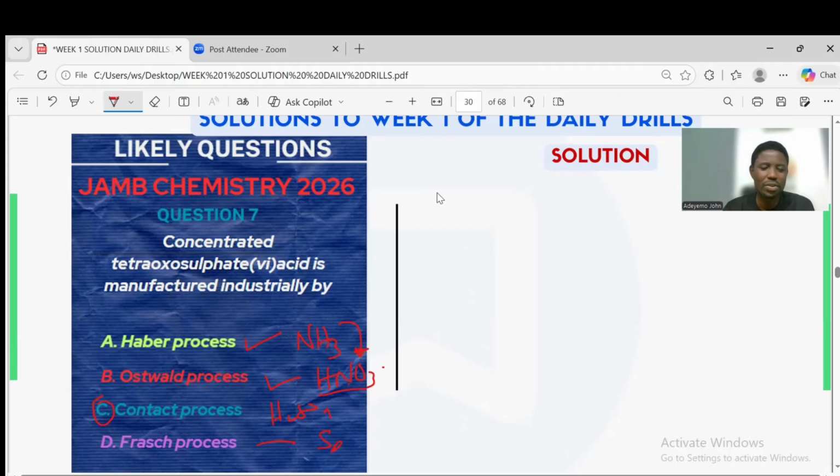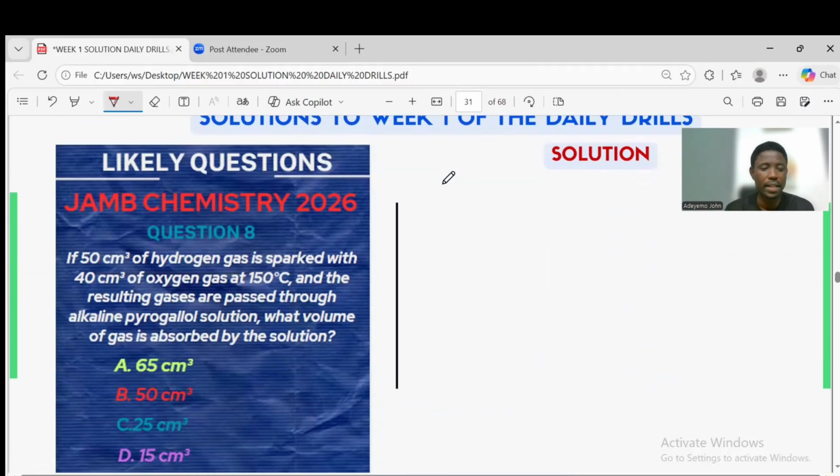What about the Frasch process? That is extraction of sulfur. Sulfur can be extracted from underground deposits. It has a very low melting point, just above 100. When you pump in superheated steam, which is higher than 100, it's going to melt it, around 114 degrees Celsius, and you pump it out. Cool it, and it looks yellow. So that's how sulfur is extracted. It's called the Frasch process. So don't forget that.